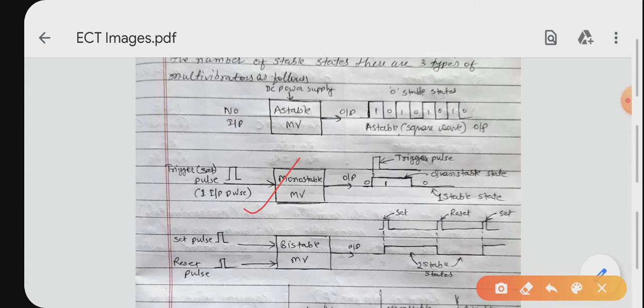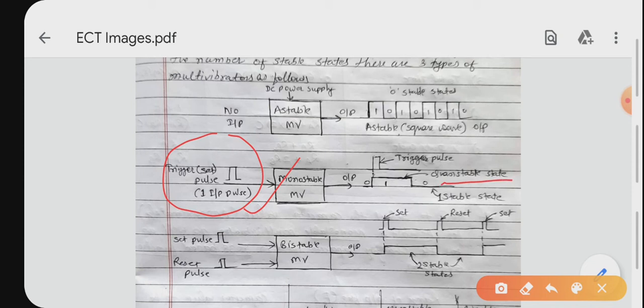Okay, either it is 0 or 1. So here you can see one trigger pulse is applied at the input side, and depending on that the output switches from its stable state to unstable state. That unstable state is called as quasi stable state. Okay, here it is mentioned quasi stable means unstable.